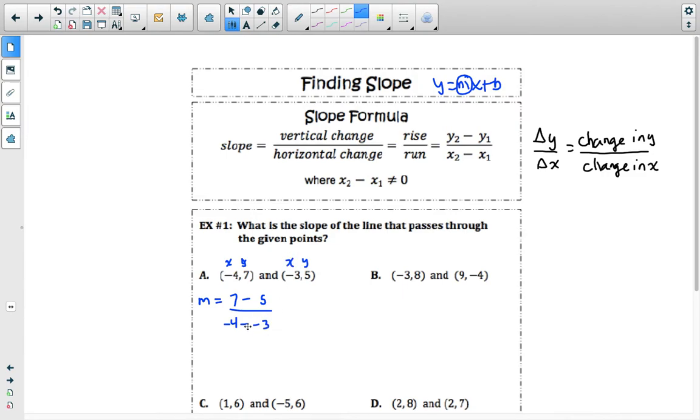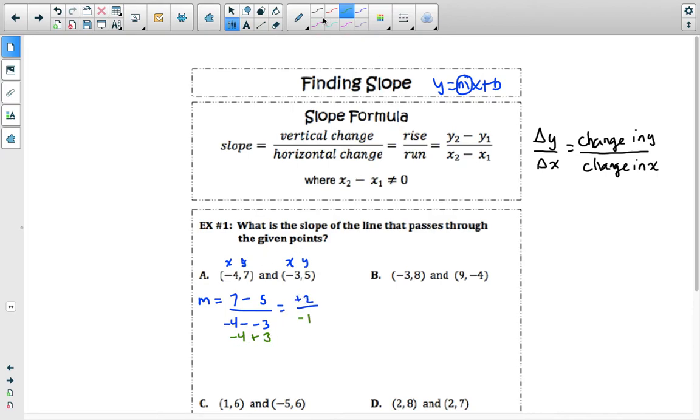Now you must be careful in stating that you do have a minus, and then you do have the negative 3. When we simplify this out, we have 7 minus 5, which is equal to a positive 2. That's divided by a negative 4 minus a negative 3. A negative 4 minus a negative 3 turns into a negative 4 plus 3. So a negative 4 plus 3 turns into a negative 1, because that's really 3 minus 4.